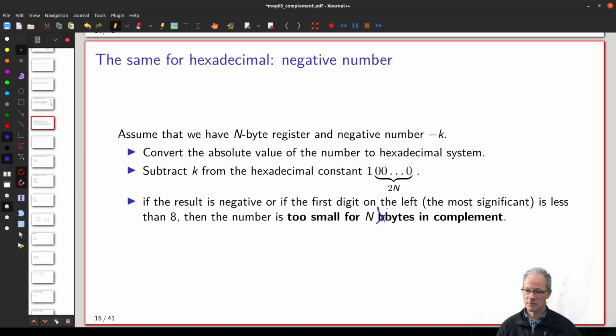So, too small for n bytes in 2's complement. This is to figure out how we determine whether the number is too small, meaning too far negative in its value. The absolute value is too large for it to fit as a negative number using 2's complement in n bits, right?